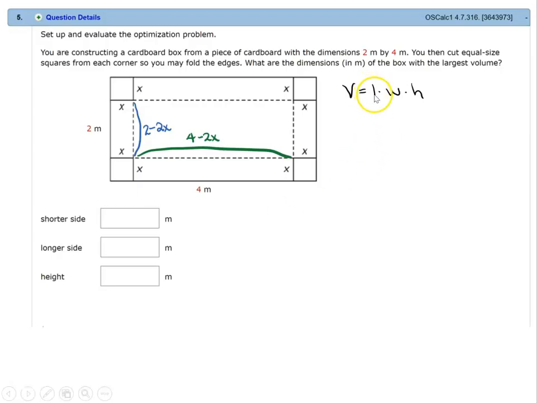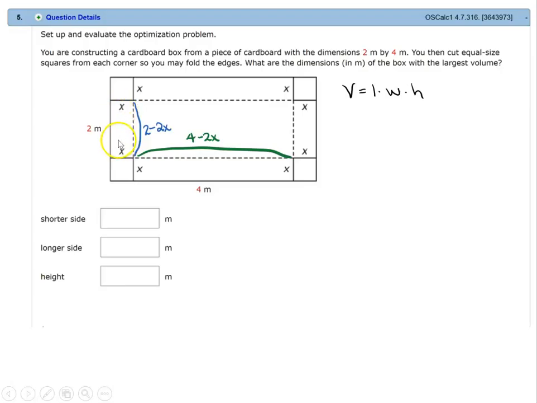So volume is going to be length times width times height. So volume is always area of the base times your height. So the base of this is a rectangle. So area of a rectangle, of course, is length times width and then times height. So we figured out that our length was 4 minus 2x and our width was 2 minus 2x. And now we just need to find our height.